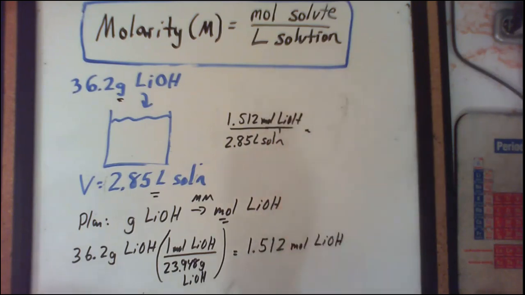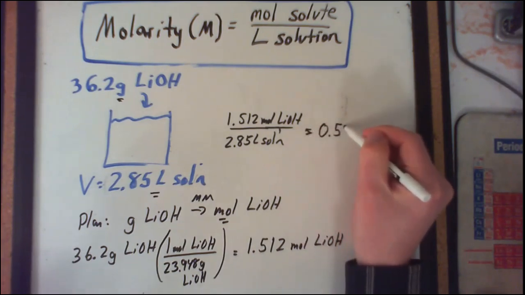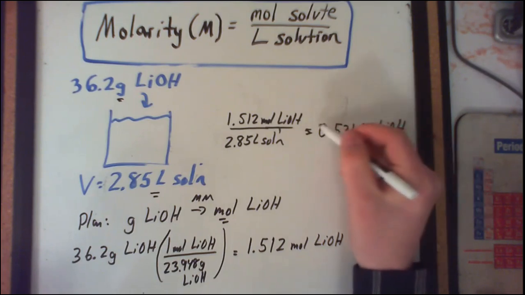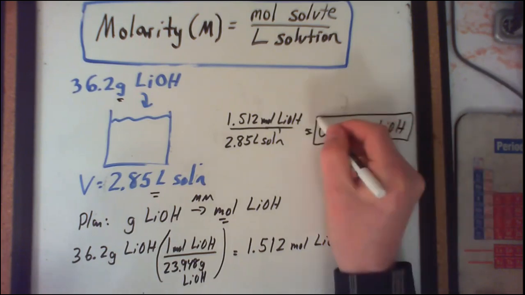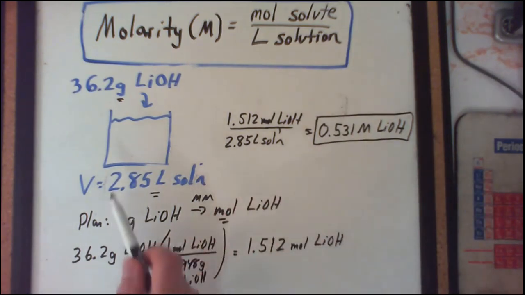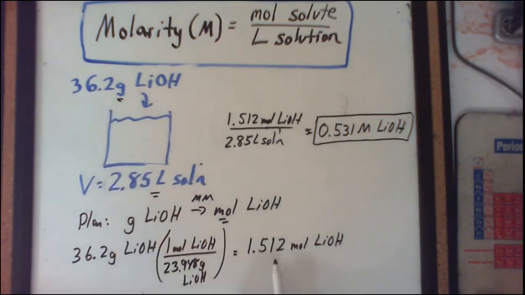So therefore, the molarity is just that ratio of 1.512 divided by 2.85, which gives me a molarity of about 0.531 molar lithium hydroxide. So in this case, to find molarity, we had to first convert our given amount of solute in grams. We had to convert that into the correct units of moles. And as always, we can do that by dividing the mass of the substance by its molar mass.